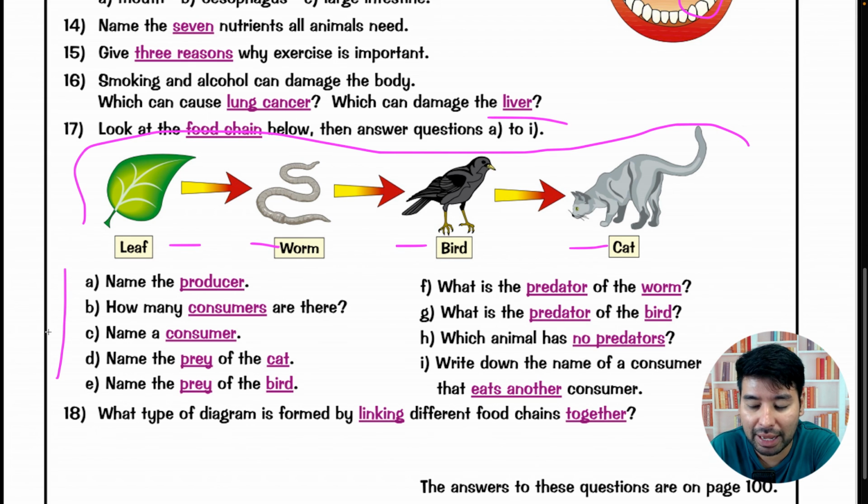E a última, the last one, 18. What type of diagram is formed by linking different food chains together? Again, when I say what type, what is the name of the diagram formed by linking different food chains together? So if we connect different food chains, there is a name. We have a new one. What is the name of that? We have seen that today. Nós vimos isso hoje. So this is the vocabulary.